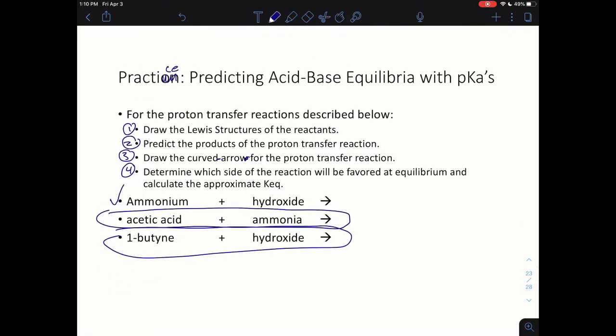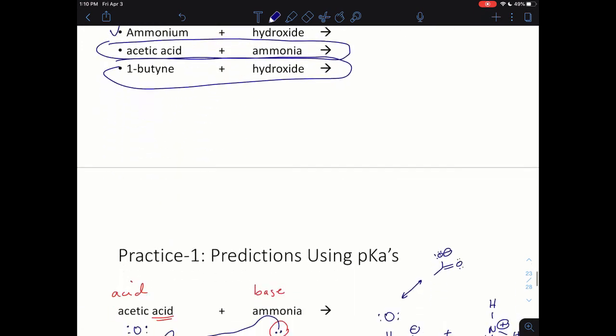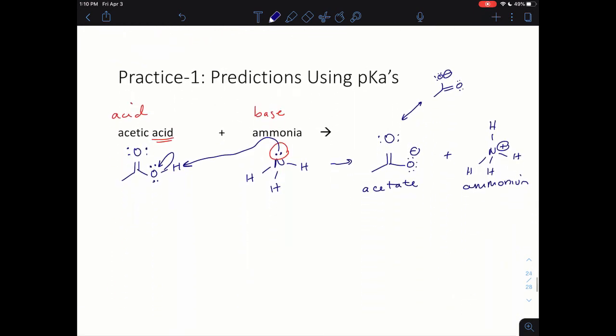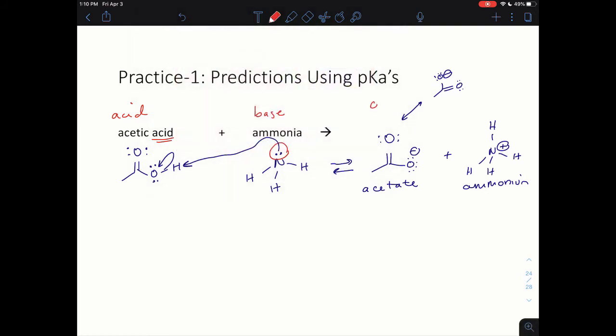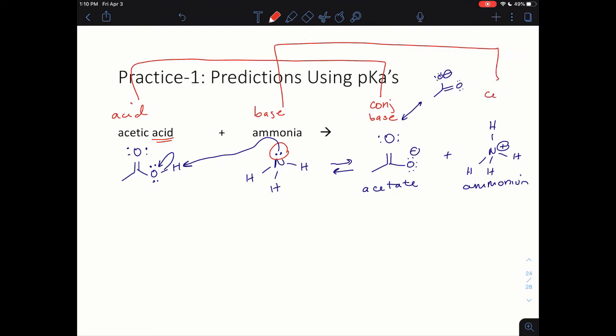So we drew the Lewis structures of the reactants, and we predicted the products. We drew the curved arrows, and now we need to decide which side of the equation will be favored at equilibrium. Go ahead and make your prediction, which side you think will be favored, the left or the right. And now we need to identify the acid on each side. Well, acetic acid was the acid on the left, and so acetate is its conjugate base. Ammonia was the base on the left, so its conjugate acid is ammonium.